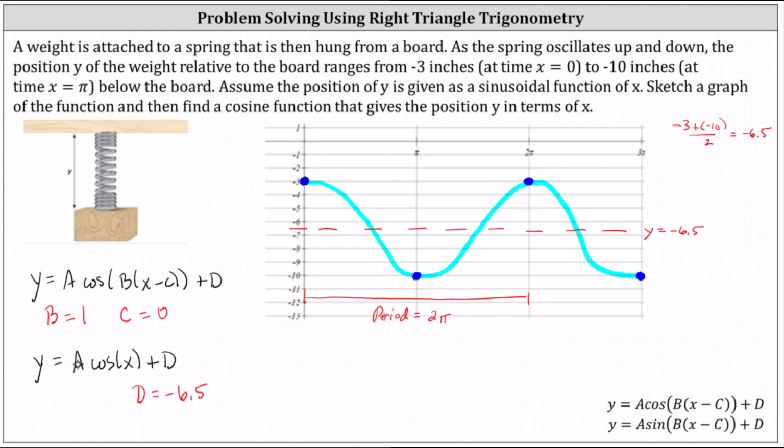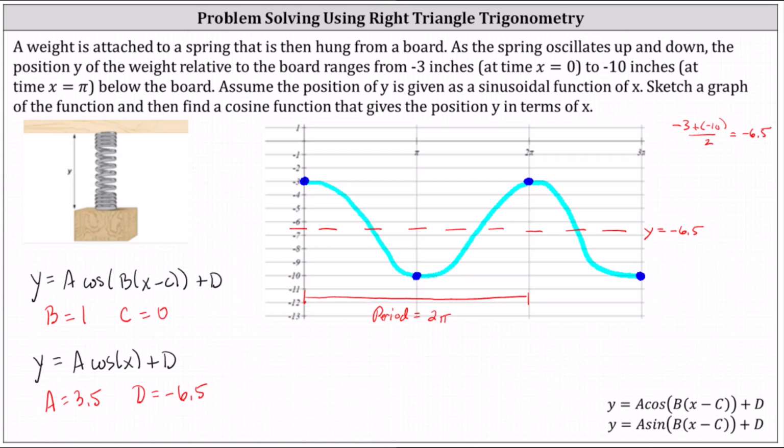Recall the absolute value of a is equal to the amplitude, and if a is negative, we have a reflection across the midline. Well, we know we don't have a reflection across the midline, again, because the pattern starting at x equals 0 is max, midline, min, midline, max. The distance from y equals -6.5 to y equals -3, or the distance from y equals -6.5 to y equals -10, is 3.5 units, which indicates a equals 3.5.